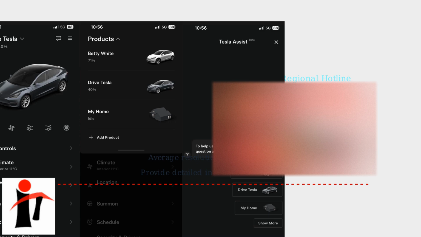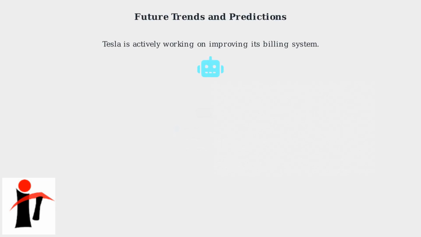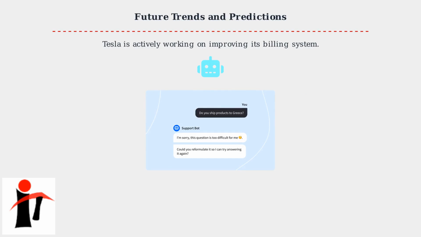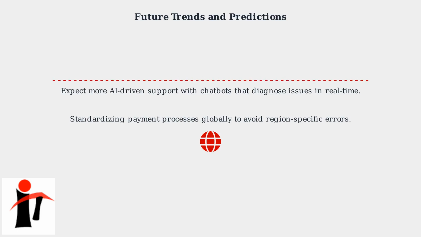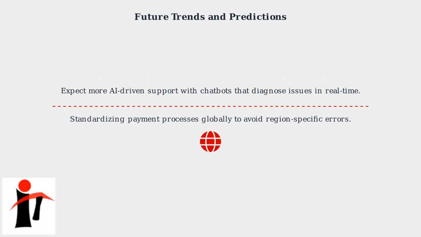Resolution times typically average 24 to 48 hours, so be patient and provide them with as much detail as possible about the issue. Tesla is actively working on improving its billing system. Expect to see more AI-driven support within the app, potentially including chatbots that diagnose billing issues in real time. The company also aims to standardize payment processes globally to avoid region-specific errors.